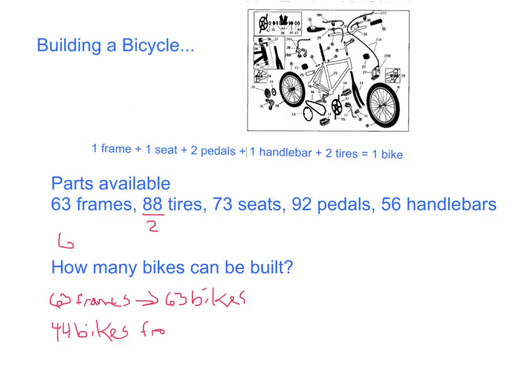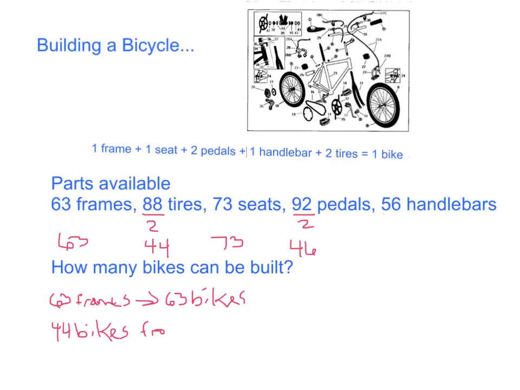So I'm going to say we get 63 out of that. We can get 44 bikes out of that. So right now, 44 would be our limiting number. But let's continue on. 73 seats, but since there's one seat per bike, we can make 73 with that. We have 92 pedals. 92 divided by 2 is 46. 46 bikes for that.